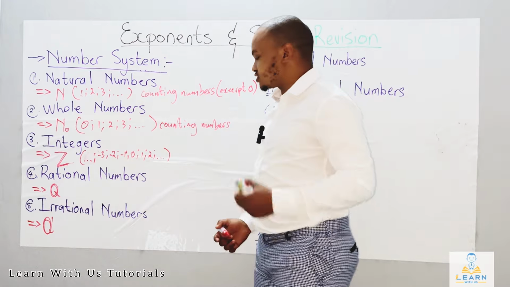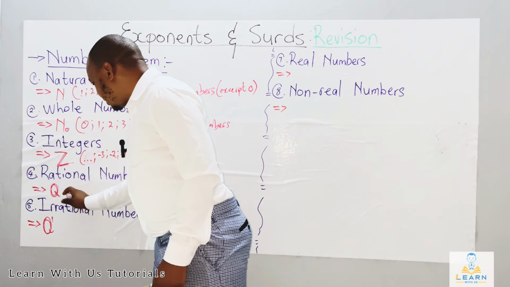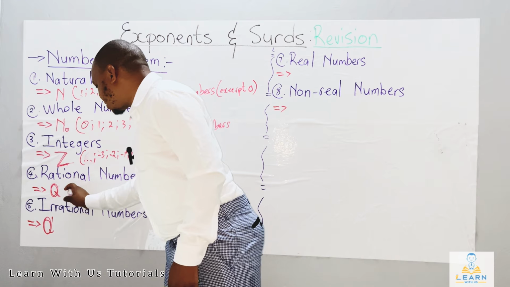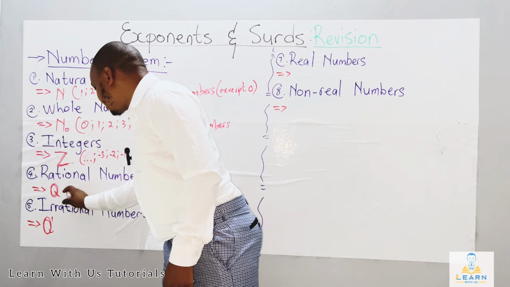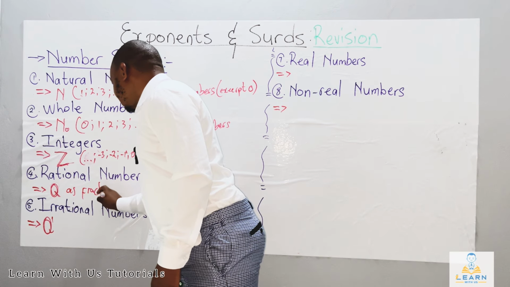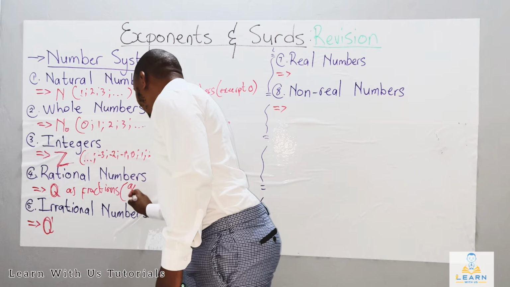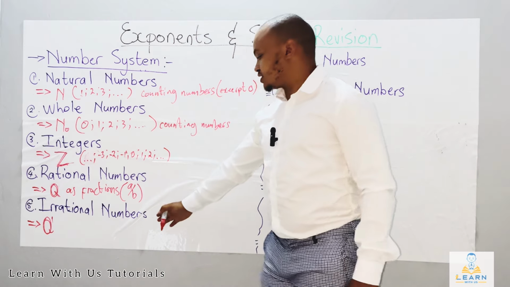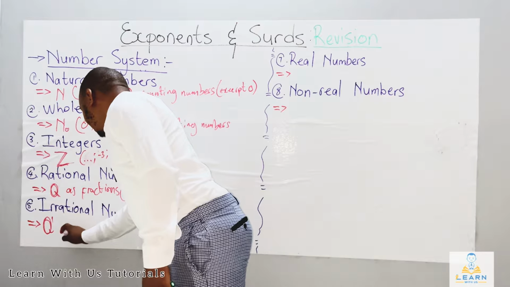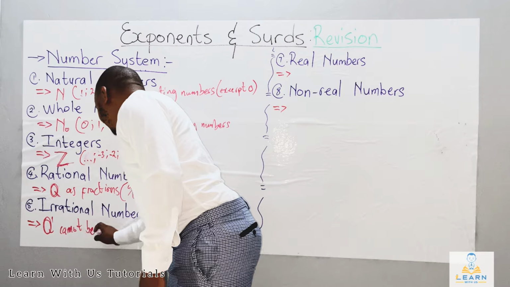All right, let's look at rational numbers. With rational numbers, we have all the numbers that behave, as we said, and they can be written as fractions, a over b. And then these ones cannot be written as fractions.